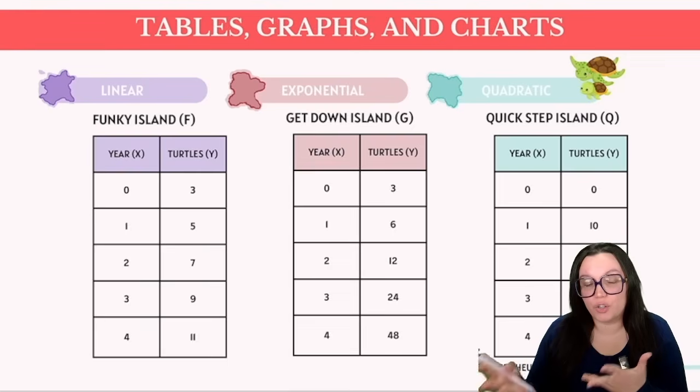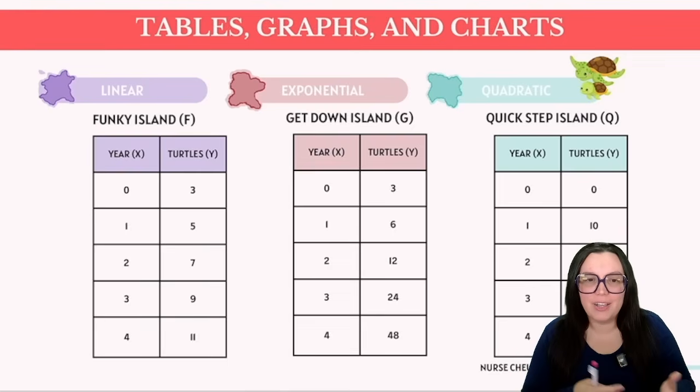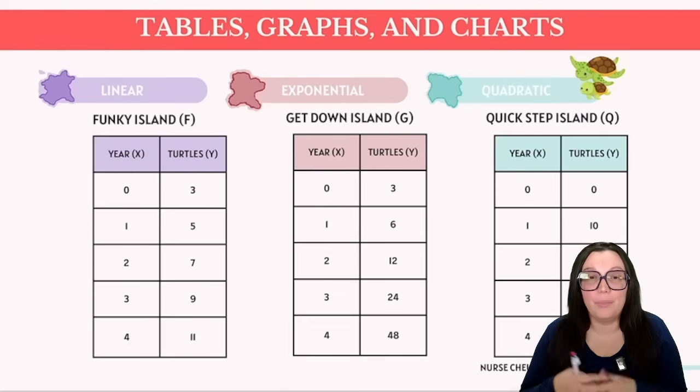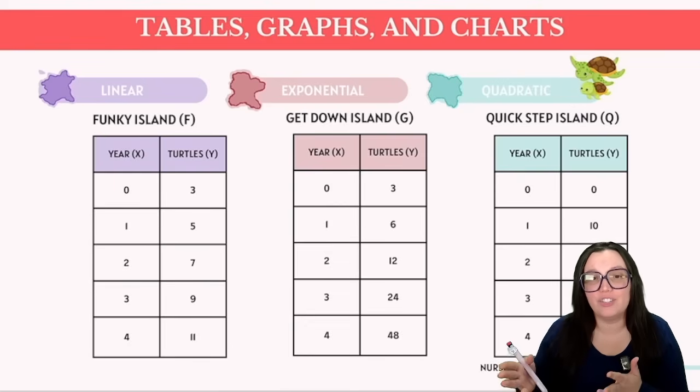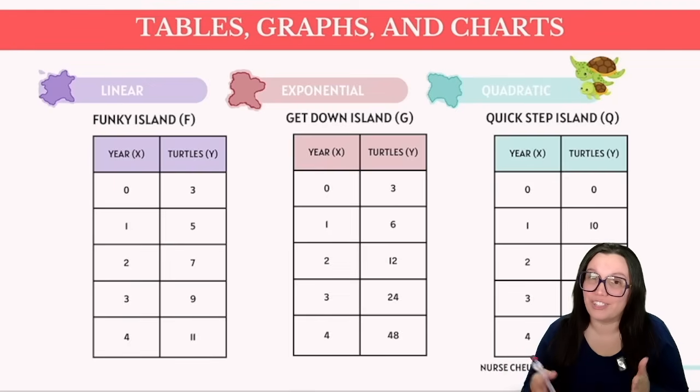In what we term turtle year zero, 3 turtles each make their way to Funky and Get Down Islands. Upon visiting each island after 1 year, we note that Funky Island's turtle count has risen to 5, while Get Down Island's has reached 6.